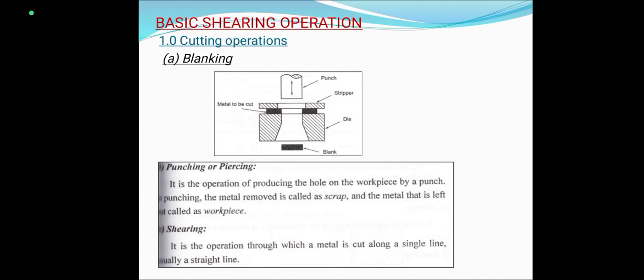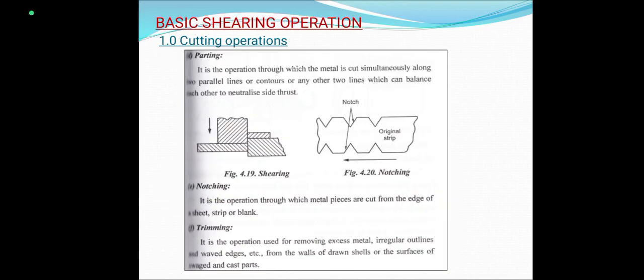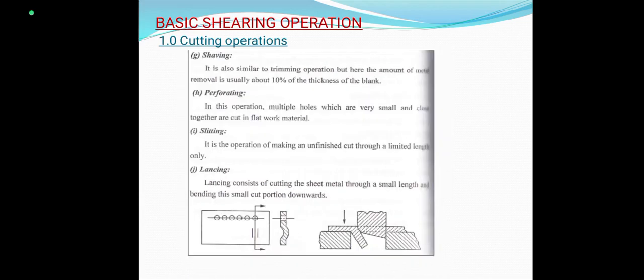Shearing is the operation through which a metal is cut along a single line. Actually it is a straight line. Parting is the operation through which the metal is cut simultaneously along two parallel lines or contours, or any other two lines which can balance each other to neutralize the side thrust. Notching is the operation through which metal pieces are cut from the edge of the sheet, strip or blank. Trimming is the operation used for removing the excess metal, irregular outlines and waved edges from the walls of drawn shells or the surfaces of swaged and cast parts.